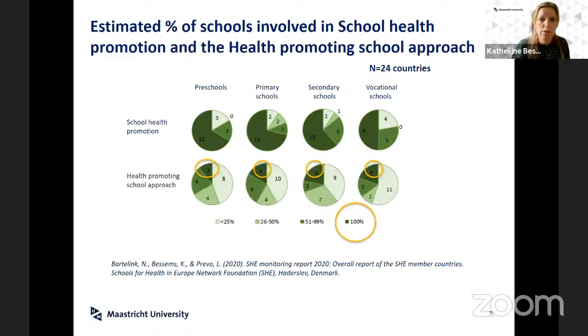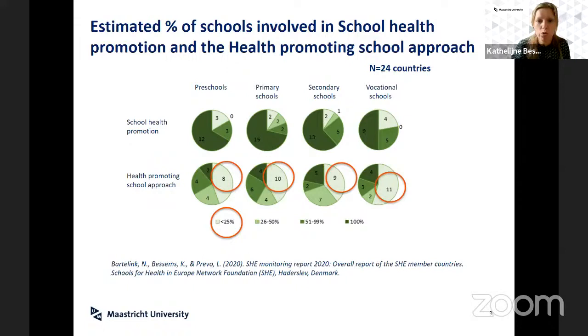In the next figure, we can see the school types that are formally working according to the health promoting school approach. So that was what Nina was also talking about, the systematic approach. And what we can see here is that in 2 to 5 countries, all schools work according to the health promoting school approach. So this number is substantially lower than health promoting activities, as shown above.